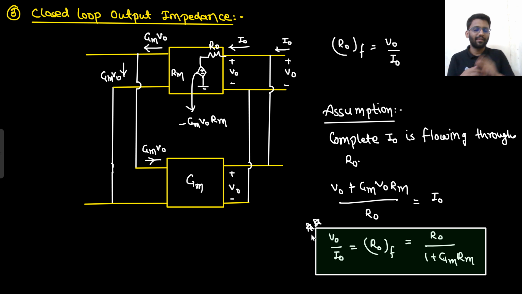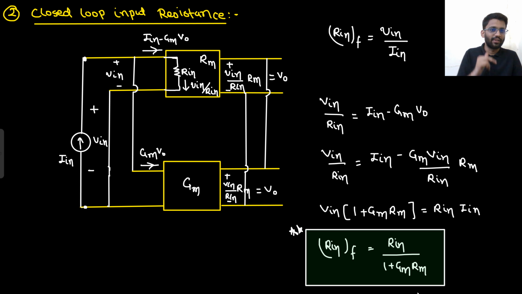And how will you remember it? What is the output? Output is the voltage. So you would want your R naught to be as low as possible, so that more and more voltage is coming across the load resistance. You want your R naught to be low. That's why R naught upon 1 plus GMRM. So R naught is decreasing. Here also Rin is decreasing, because in a trans resistance amplifier the input is the current. So you want your input resistance to be as low as possible, so that more and more current is coming.